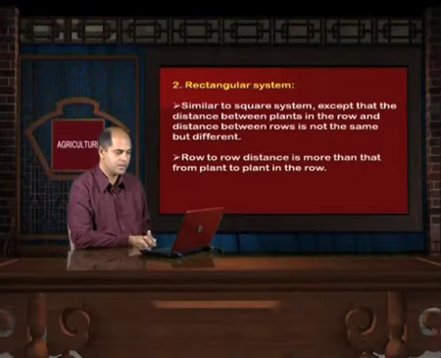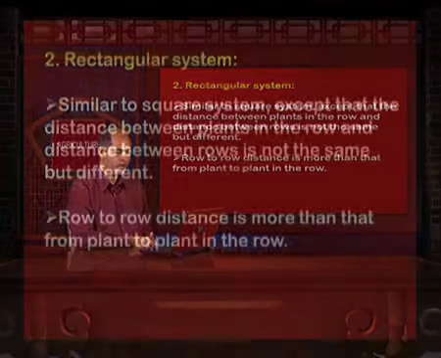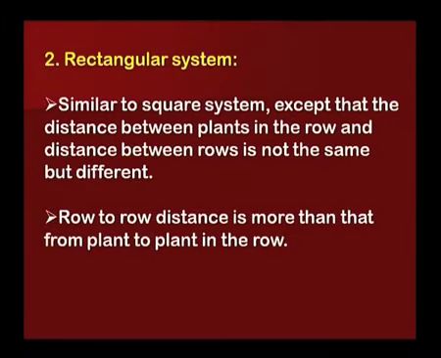Now, the rectangular system. Similar to the square system, except that the distance between plants in the row and the distance between rows is not the same but different. Row to row distance is more than that from plant to plant in the row.